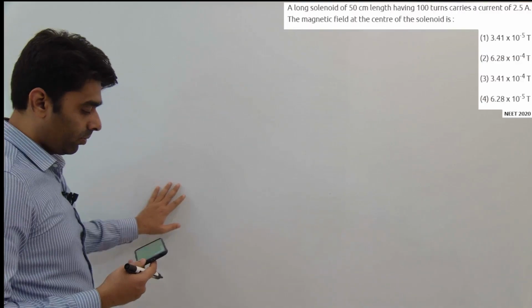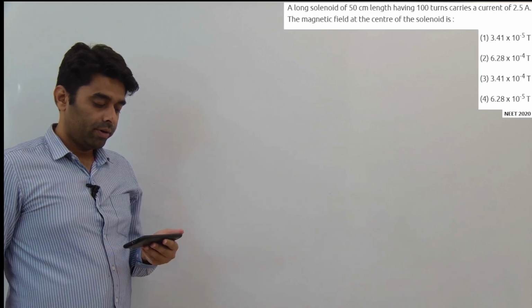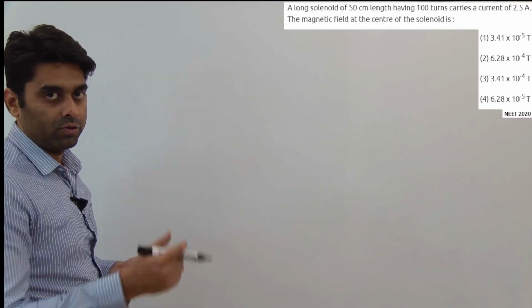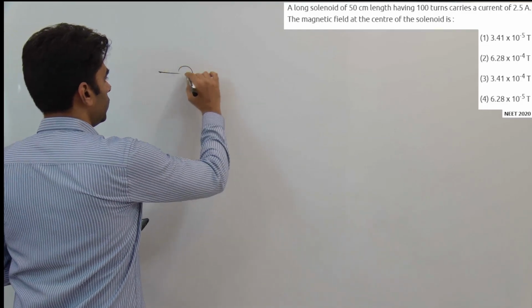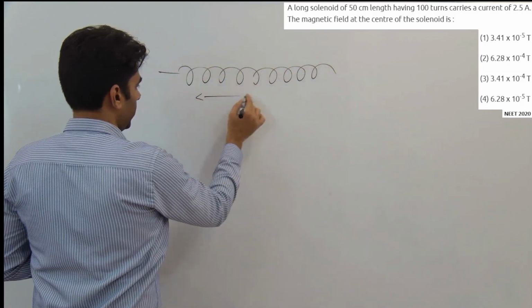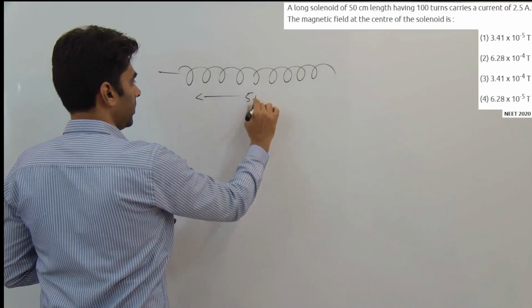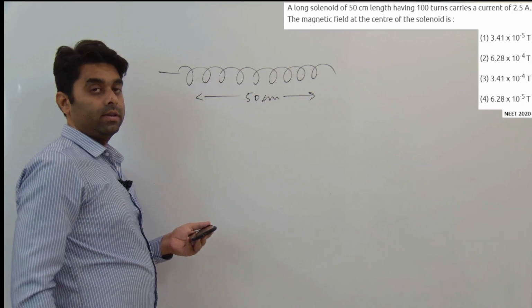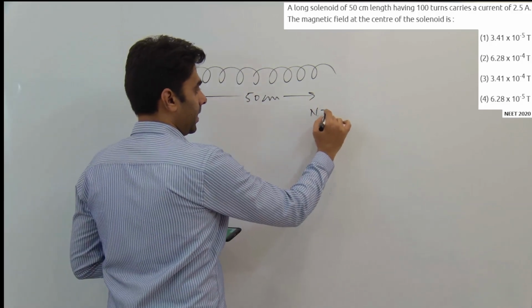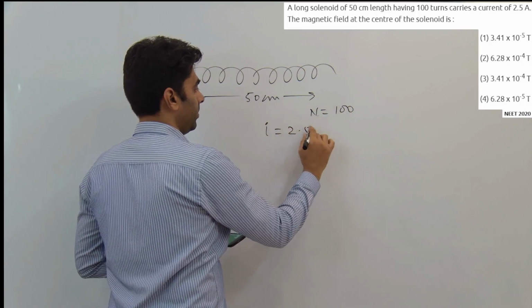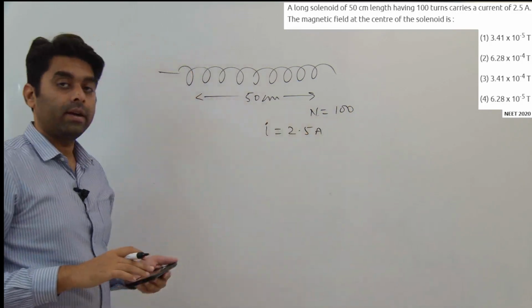So our question is, a long solenoid of 50 centimeter length having 100 turns carries a current of 2.5 ampere. Solenoid question, before this also we have done it. Let us see. The solenoid length is given to us, 50 centimeter, and 100 turns are there, that is capital N is 100. Current is 2.5 ampere. They are asking us the magnetic field at the center.